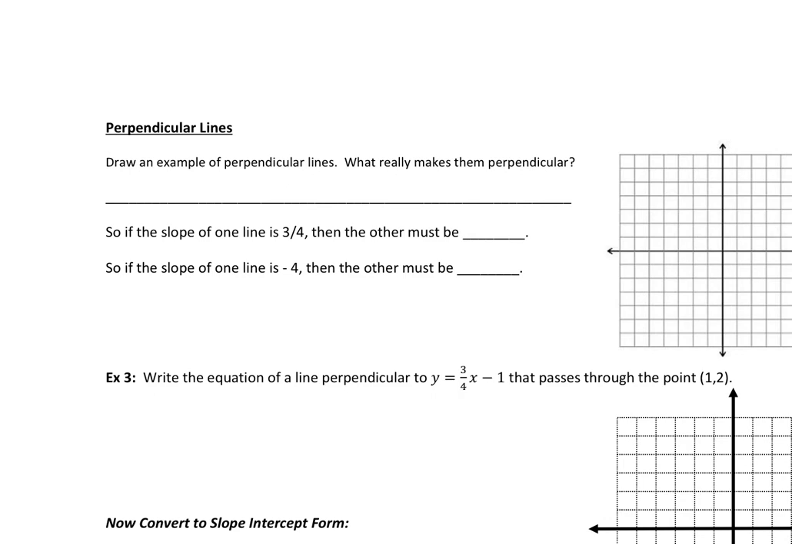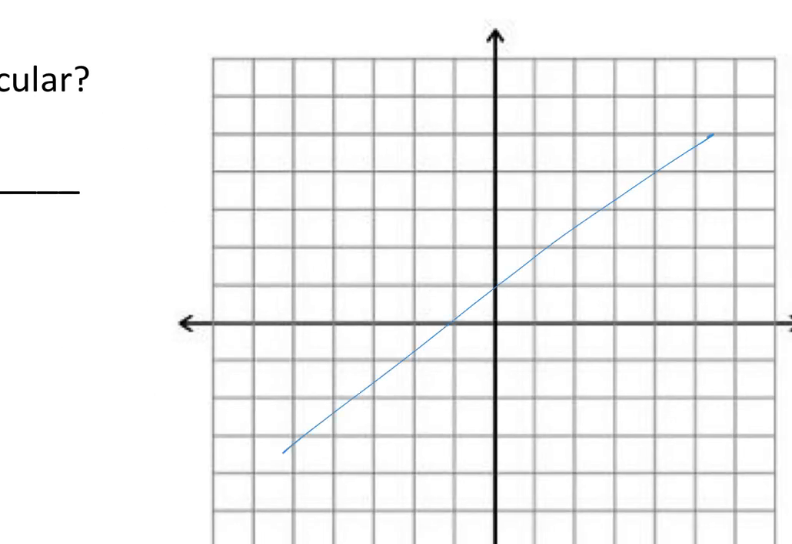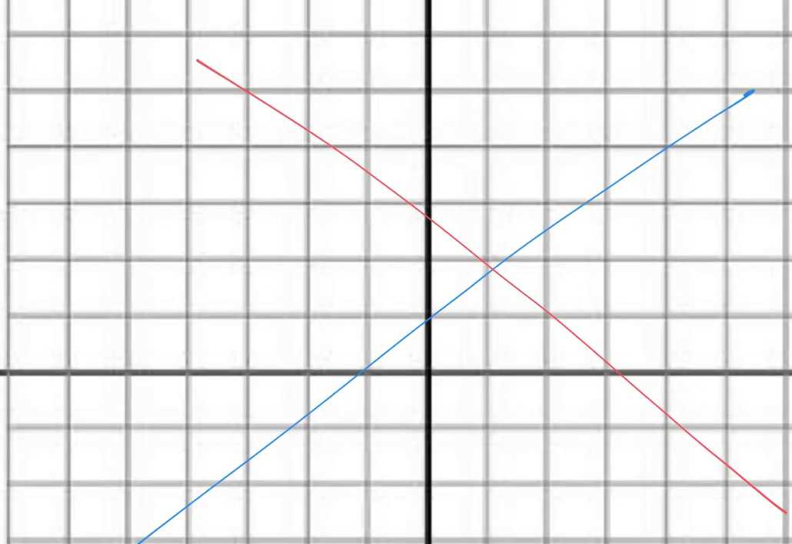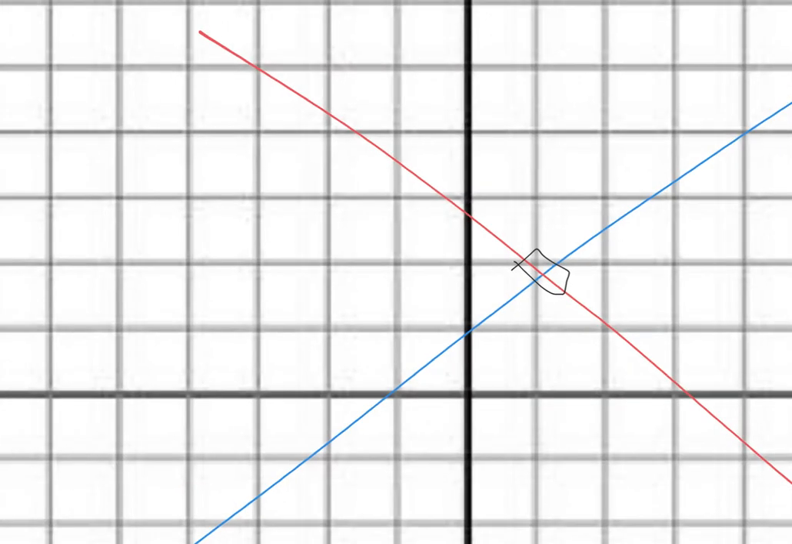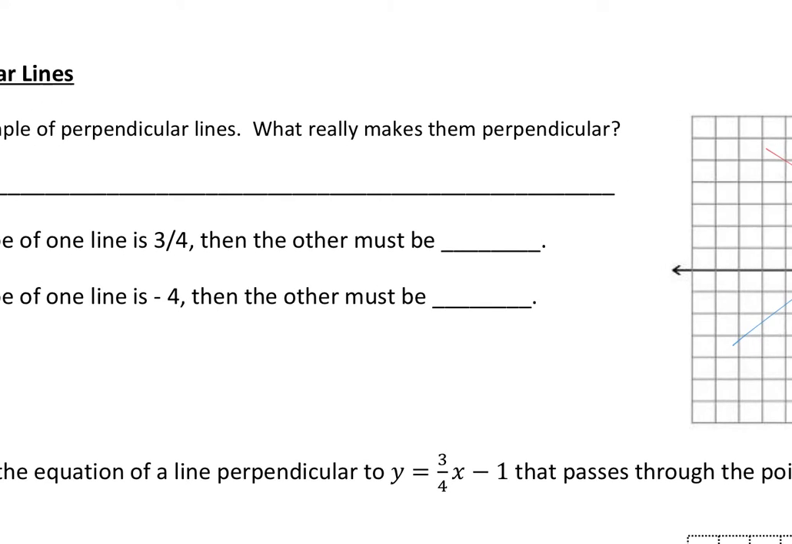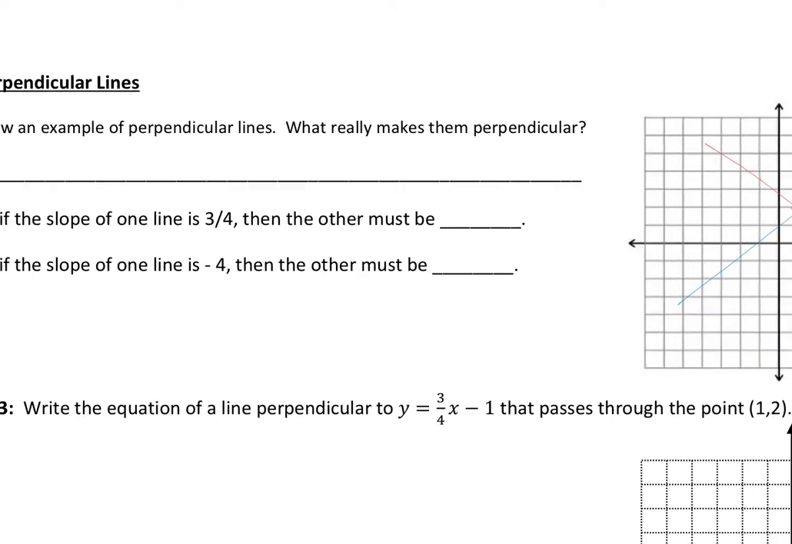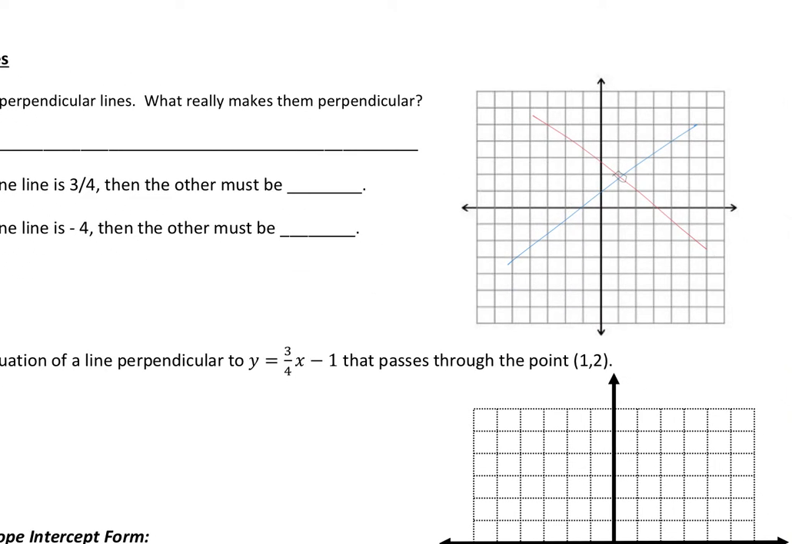So we just saw some perpendicular lines. So I'm going to draw a couple here myself, just kind of freehand. It does create 90-degree angles there, though, around the middle. So what really makes them perpendicular? We're going to look at that today, and part of that I'm just going to reveal here to you. But you will notice that, right here in this one I drew, one has a positive slope, one has a negative slope.